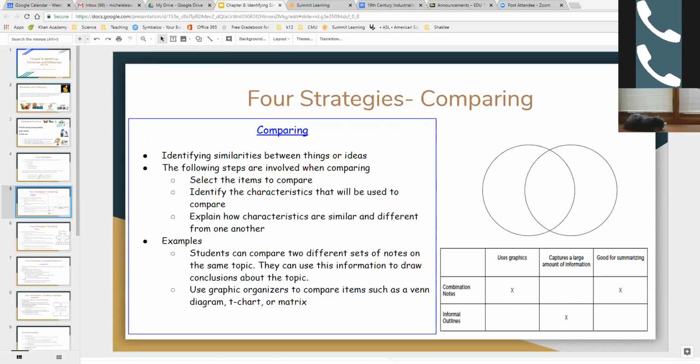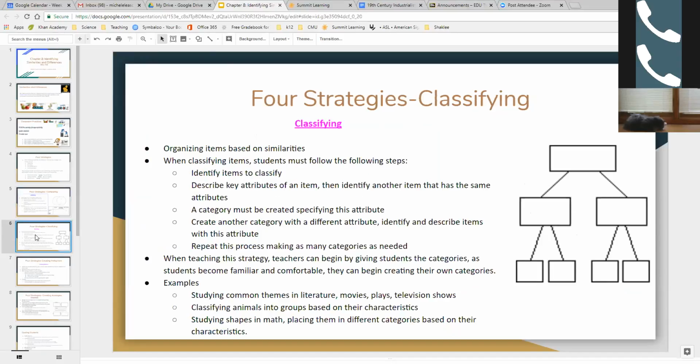It actually made me think about the summarizing lesson that we did last week, so it made me connect to that. That's kind of like what you said about how these chapters are all coming together now. And then using a Venn diagram is another way we see comparing frequently. Can you go to the next one for me?